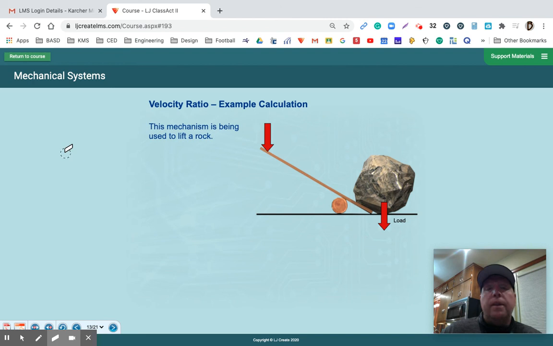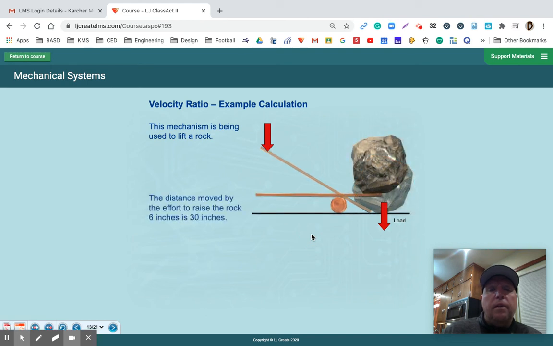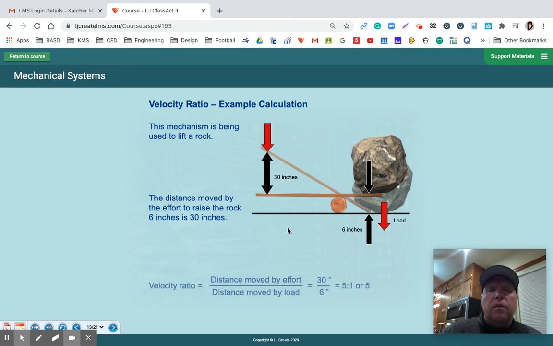The velocity ratio example calculation. This mechanism is being used to lift a rock. The distance moved by the effort to raise the rock 6 inches is 30 inches. So I wanted to raise this 200-pound rock up 6 inches. It was going to take 30 inches of me pushing down with effort in order to do that. So the velocity ratio here would be 30, the big number, over the small number. It would be a ratio of 5-to-1, or the velocity ratio would be 5.